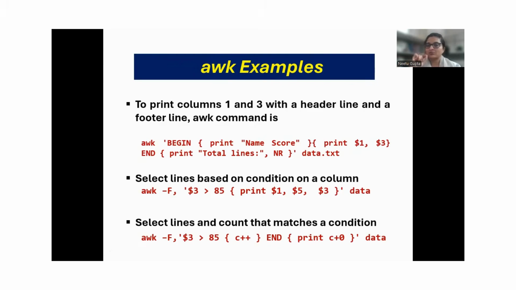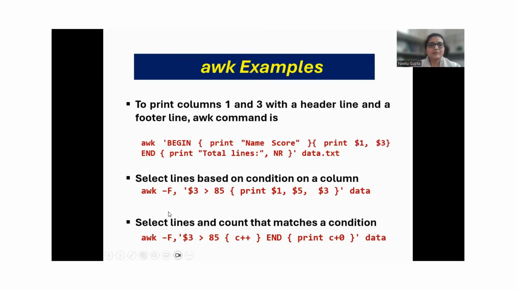So what will this command do? This command will read data from the file data.txt. First, it will print one single line, name, score, that will act as a header. Then it will print column number 1 and column number 3 from all lines. And at the end, it will print the text total lines followed by the actual number of lines, represented by variable NR. So this is how my three blocks can be written, considering what we want to do at the start, before awk starts, doing something on the data, and at the end.